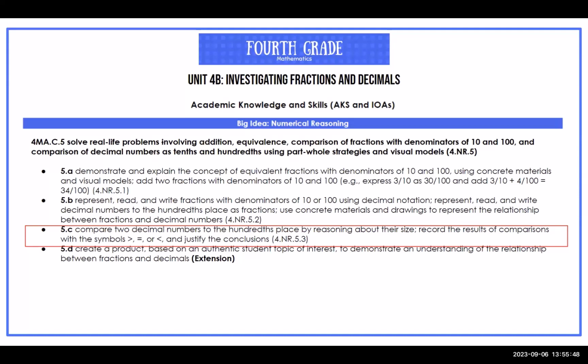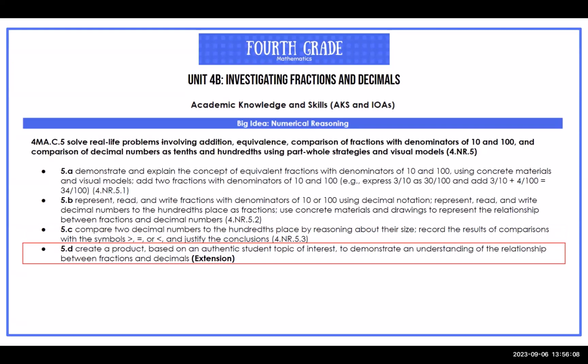Students solve problems with decimal quantities presented within authentic situations. They determine and explain through investigation the relationship between decimal numbers using a variety of tools such as concrete materials, drawings, number lines, and strategies.